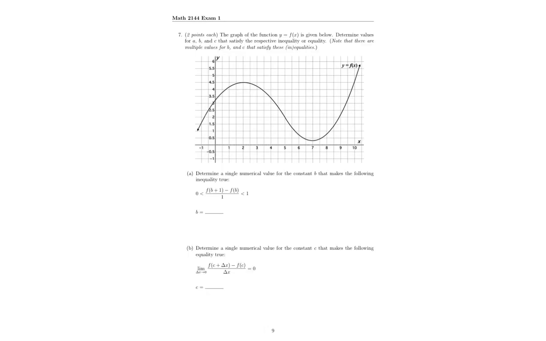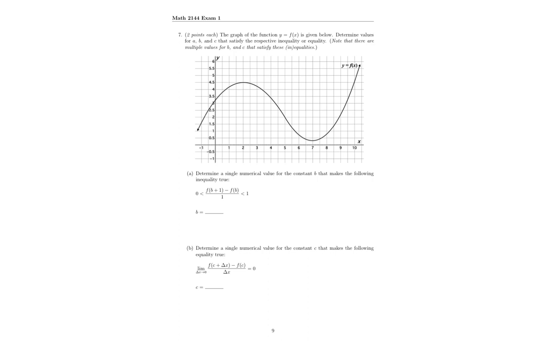Alright, so we're given the graph of function f of x, and for part A, we're supposed to determine a single numerical value for the constant b that makes the following inequality true. So the rate of change has to be greater than 0, so it has to be positive, but it has to be less than 1.